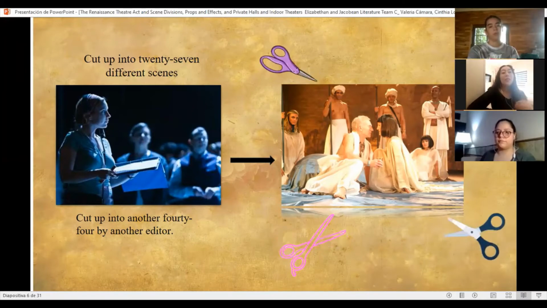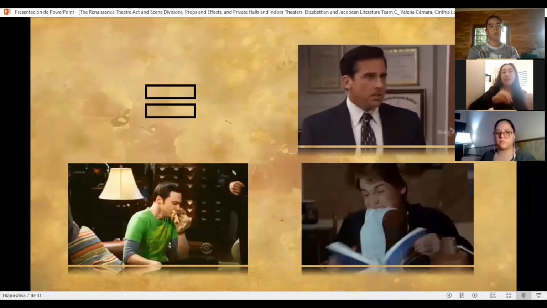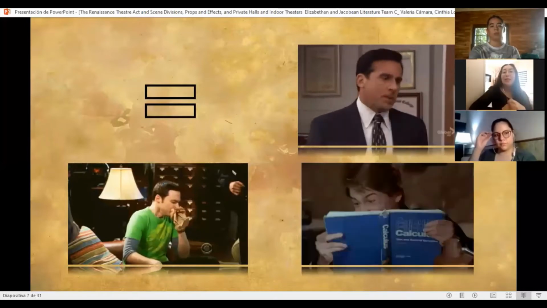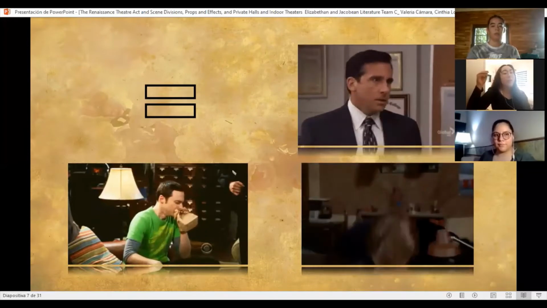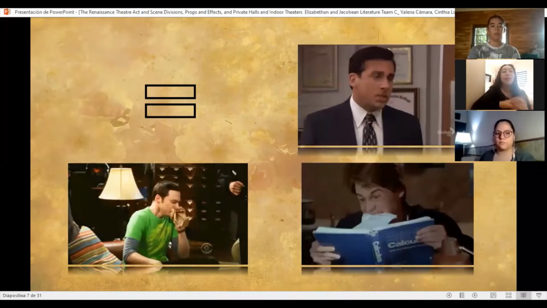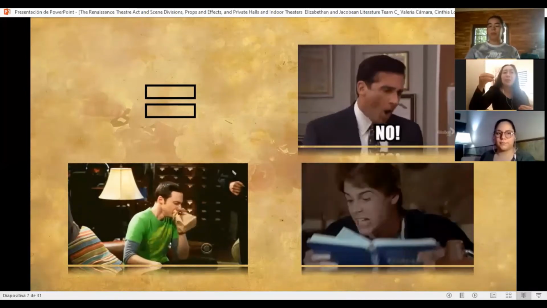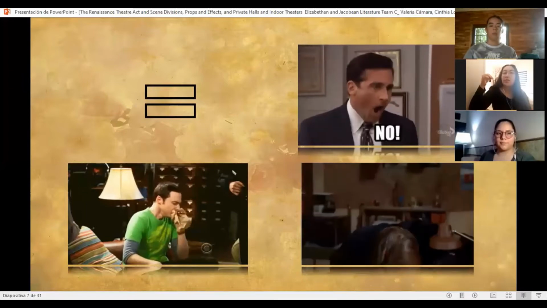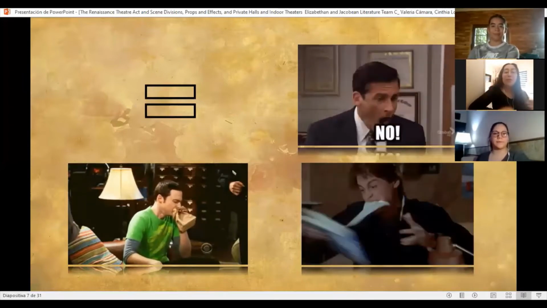And then it was cut into another 44. While this might seem like a good idea, it's not. Could you imagine how the readers must feel? As you can see right here, just put yourself in that spot. You have to read and imagine 44 different scenes, characters, atmospheres, dialogue. It's a lot, and it's actually very tiresome. So this was not a very wise decision. I don't know what you guys think, but next one, please.